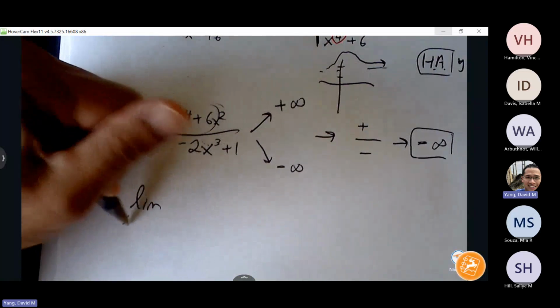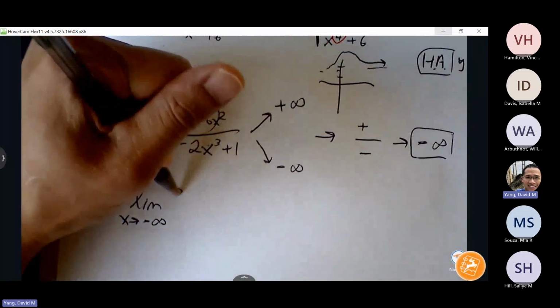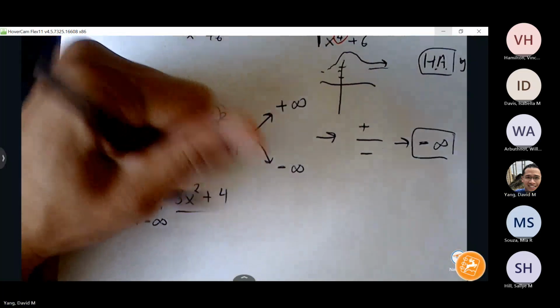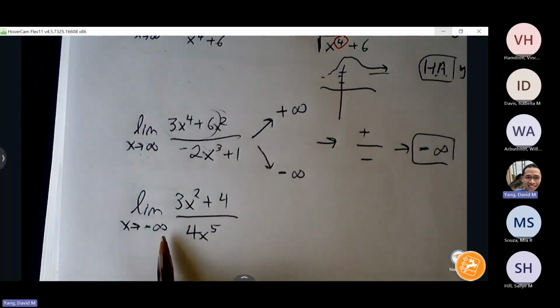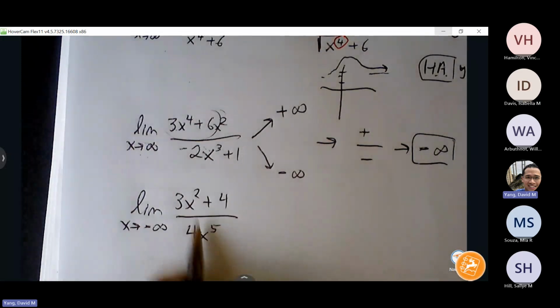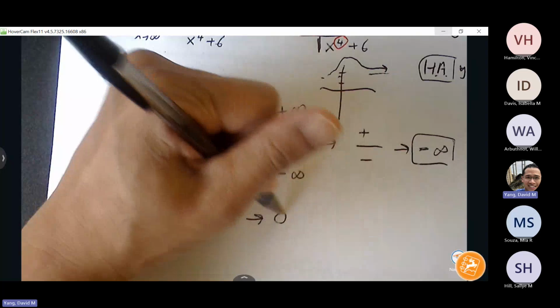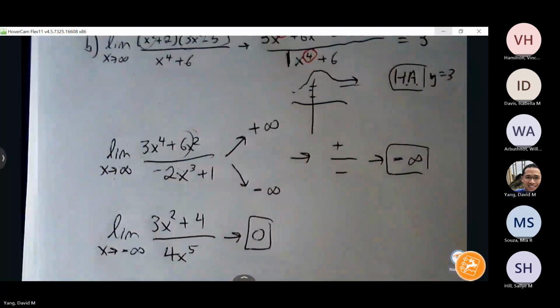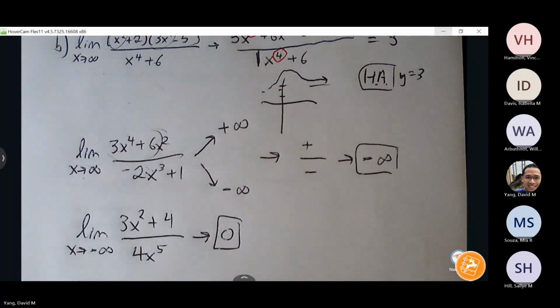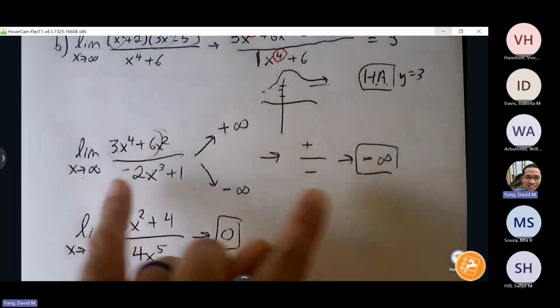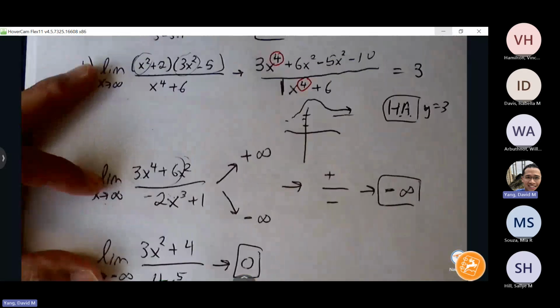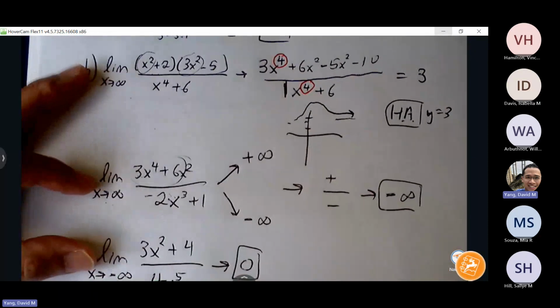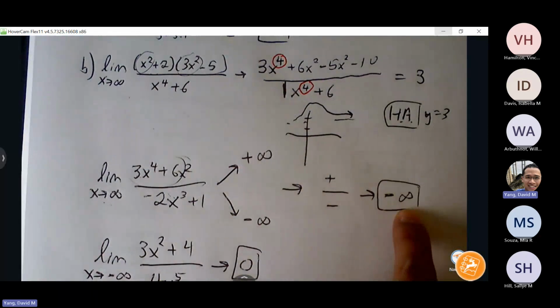If it's limit as x approaches negative infinity, it's approaching infinity or negative infinity, we compare degrees, the higher degree is in the denominator. So that's going to lead us to 0. But I do see this too many times: students want to jump to this conclusion without first deciding which category you're in, right? You want to decide which category you're in before you're committing to testing.